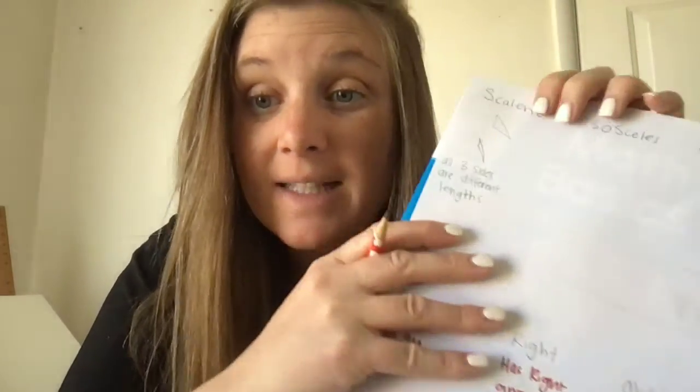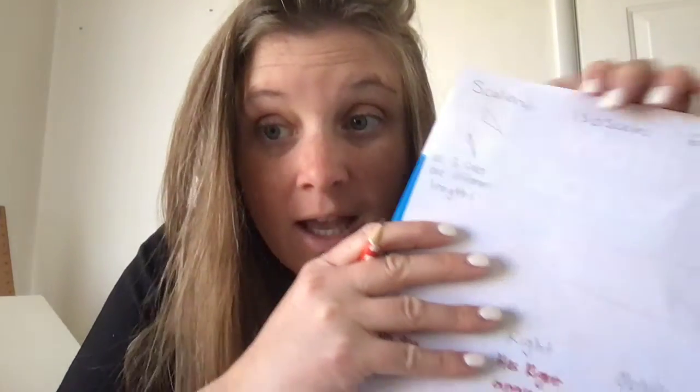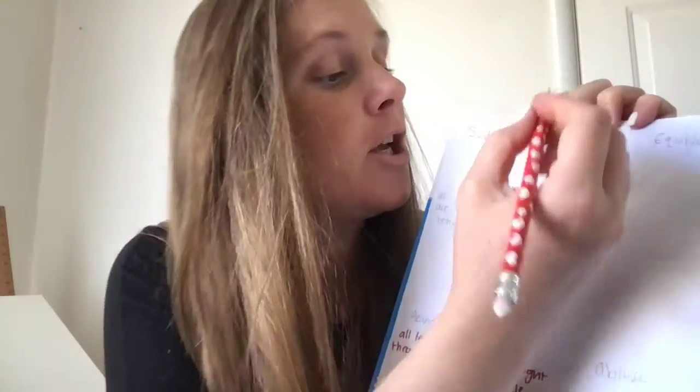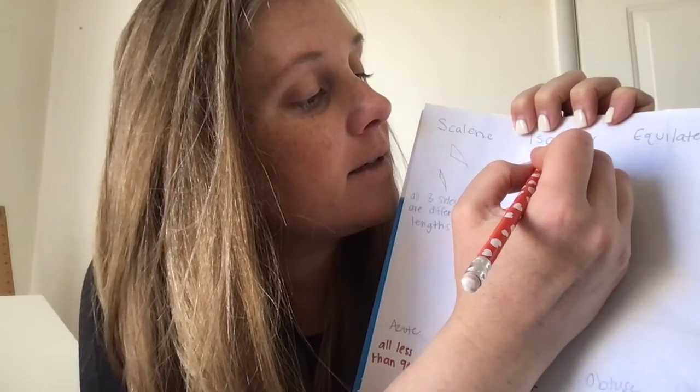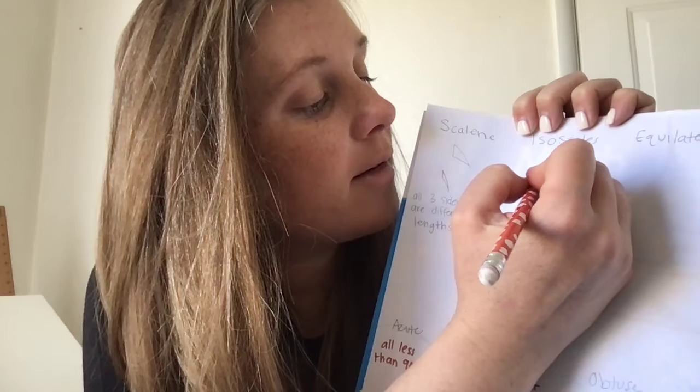Okay, let's go to an isosceles triangle. An isosceles triangle is where two sides are the same length, okay? So two sides are the same length. See if you can draw that.